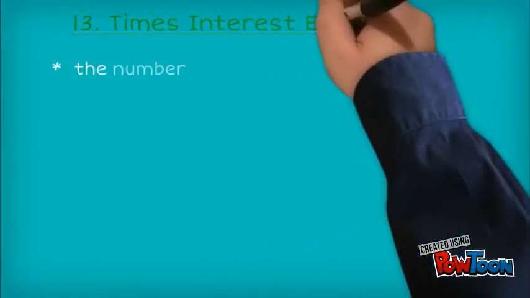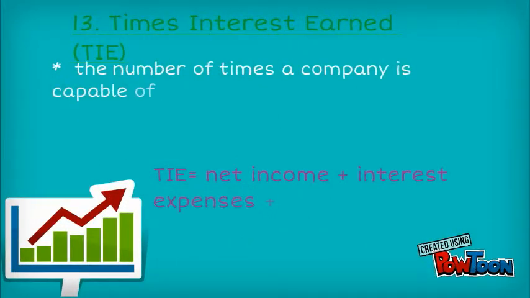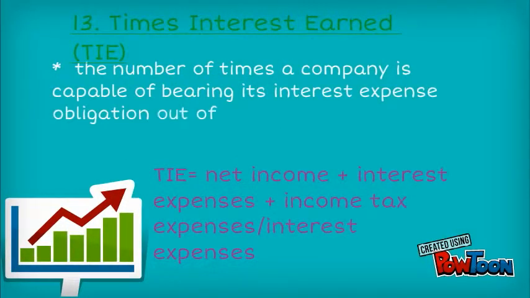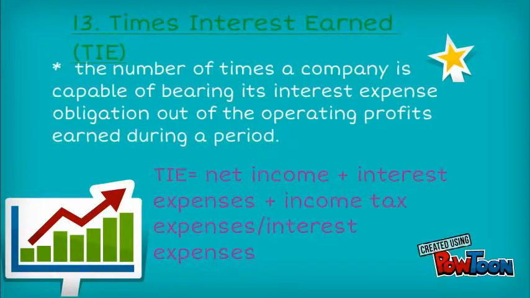The last one is times interest earned, equal to net income plus interest expense plus income tax expense, divided by interest expense. It shows the number of times a company is capable of bearing its interest expense obligation out of its operating profits during a period.